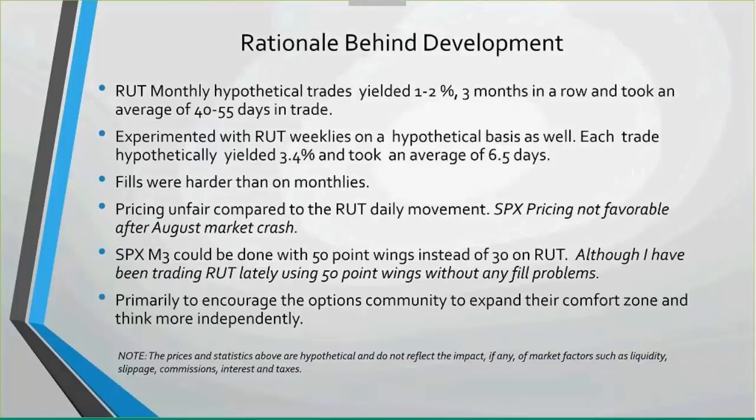Okay, the pricing on Russell 2000 seemed unfair at that moment of testing. Not so much currently. The SPX options are way more expensive because of its inherent movement. And SPX M3 could be done with 50 points instead of 30 on Russell. Again, that had to do with the pricing. And one of the main reasons I'm presenting today is to encourage the community to expand their comfort zone and think more independently and tweak it to their liking and make it their own strategy.